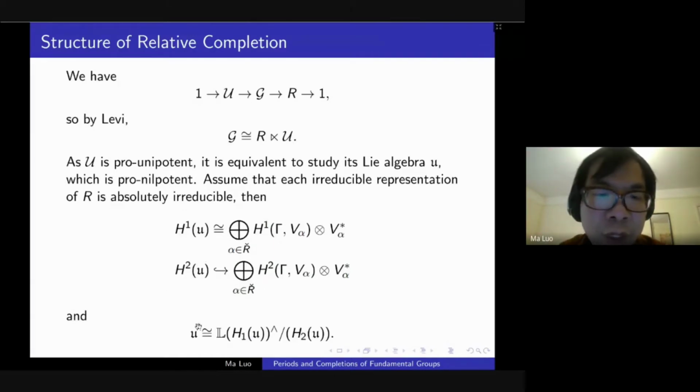And then the Lie algebra has this structure: it is generated by H lower 1 of U, the free Lie algebra, and you mod out by relations given by H lower 2 of U.